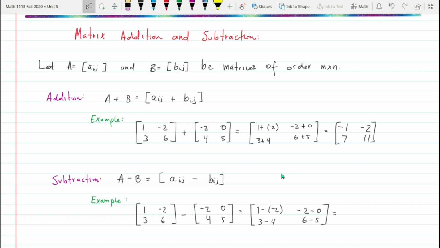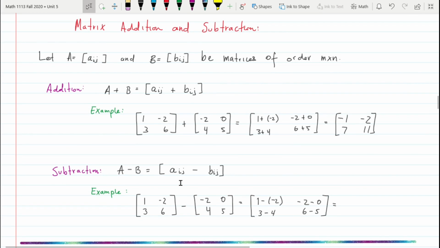So we started out with two matrices that were 2 by 2s, or at least they had matching dimensions, right? Matching order. The solution is going to be of that same order. So if you don't get the same order, then you did something wrong and it's time to go back and double check. Okay.